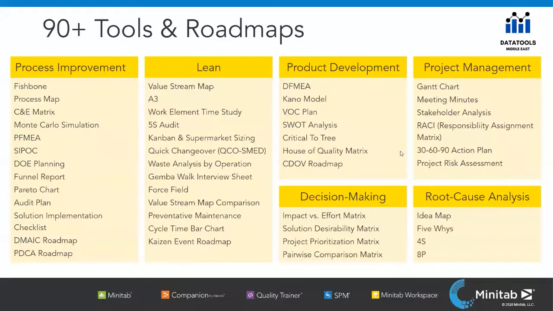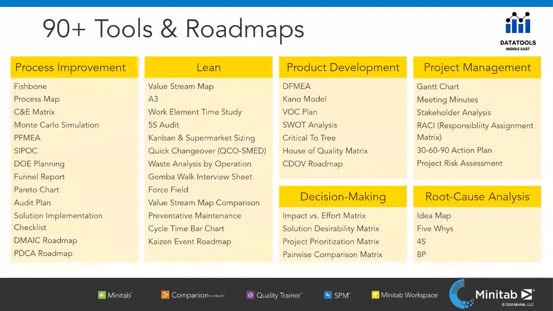So in short, you get more than 90 tools and roadmaps. And when we say it's a comprehensive tool, we mean it. We have listed just some of the tools here, but these are the headliners. There is a lot of text in this slide, but I hope you will take away from it. First, Minitab's history is rooted in process improvement and lean, and the breadth of our tools is reflected in that.